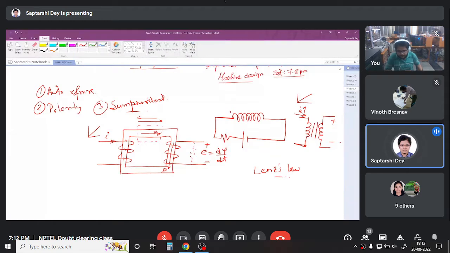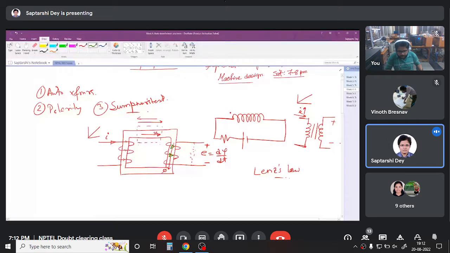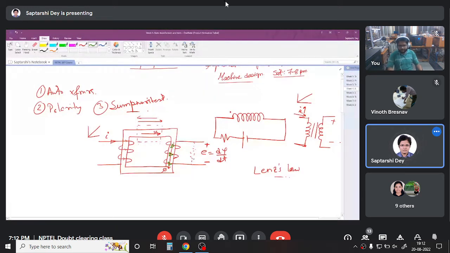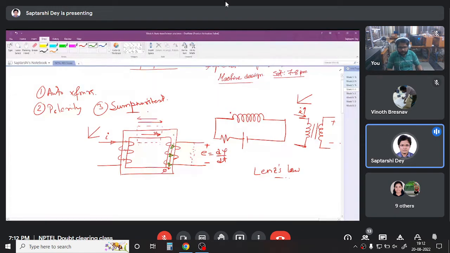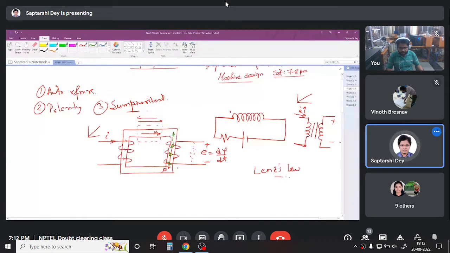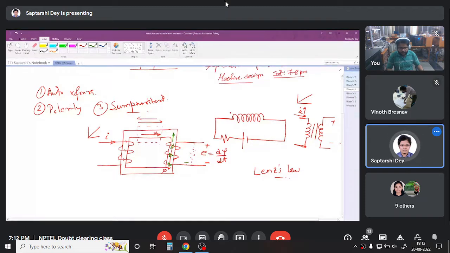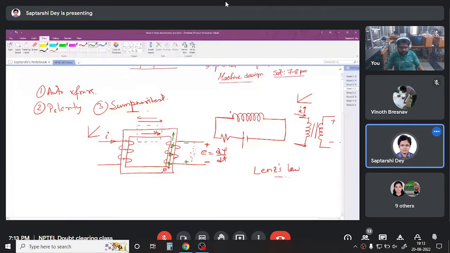Let me change the color, it will be easier, I think. See, this will try to create a current in this fashion, right? Then only we will have an upward flux from this winding. That is, we will get an EMF of this polarity. So if I have a current increasing, I will get a negative EMF. I should not say negative EMF. I will have an EMF of this polarity on the secondary side.